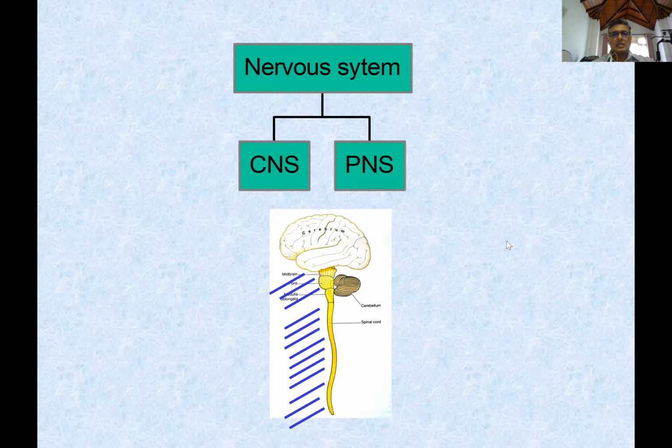And we also said that the central nervous system includes the brain and the spinal cord, which are in the center, and they are the main part of the nervous system. Then the peripheral nervous system includes 12 pairs of cranial nerves and 31 pairs of spinal nerves. So we discussed all that.